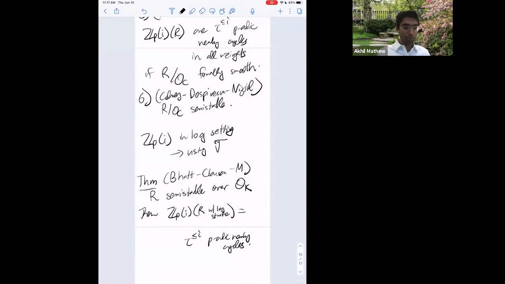But in this context, it would also be very nice to have a purely prismatic approach. So I will stop here. So thank you very much.